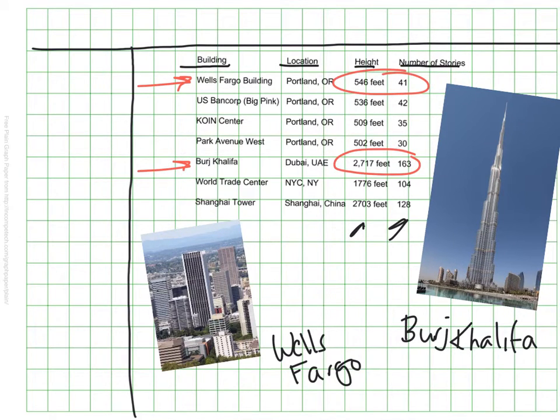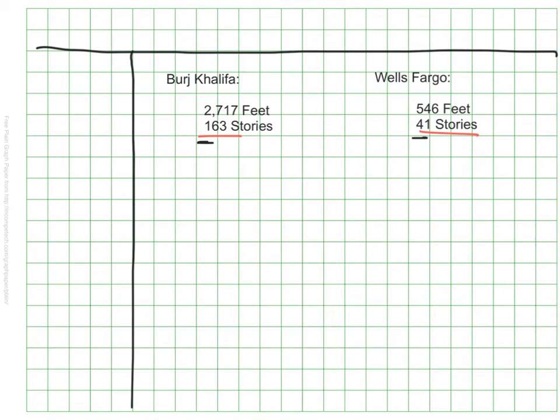The Wells Fargo building we see is 546 feet with 41 floors or stories, and the Burj Khalifa is 2,717 feet with 163 stories. I'm going to start by comparing the number of floors or stories here between the Wells Fargo and the Burj Khalifa. And I'm going to use a ratio to do that.